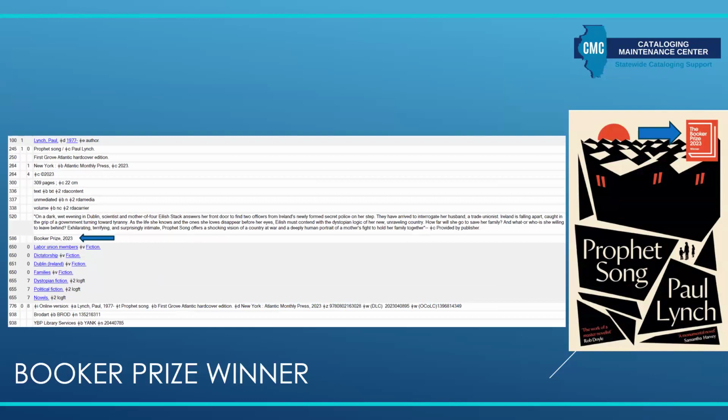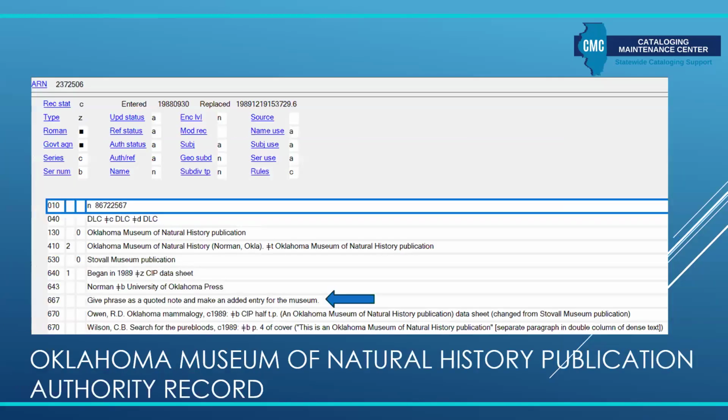So the bibliographic record for Prophet Song by Paul Lynch is on the left. Notice that a 586 field awards note has been added, Booker Prize, 2023, but there's not a 490 or an 8XX field since this is not considered a series. The front cover of Prophet Song is on the right, and notice in the top right corner of the cover is the Booker Prize 2023 winner.